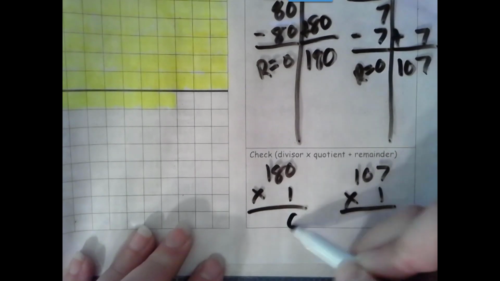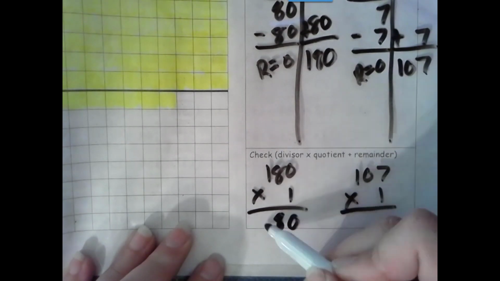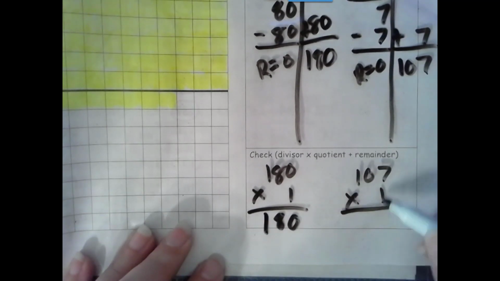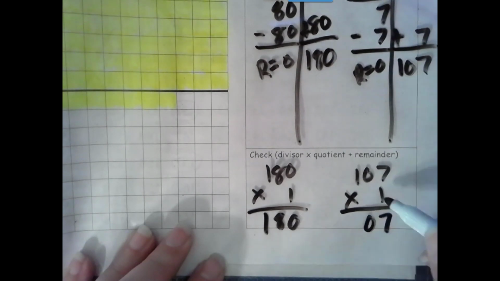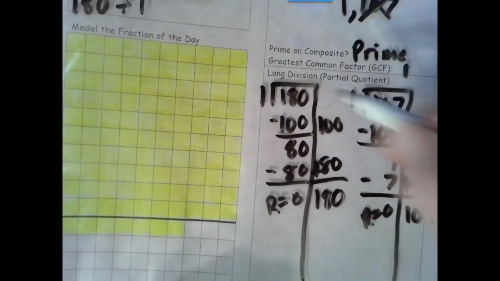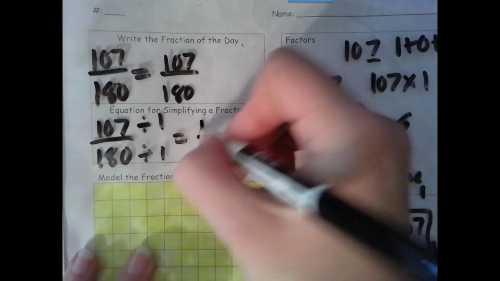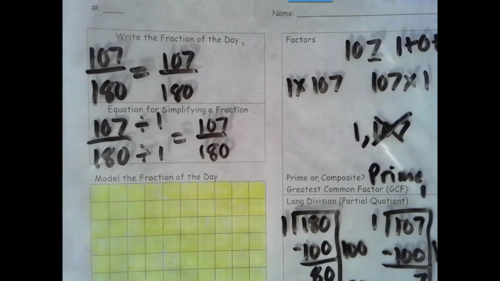One group of 0 is 0. One group of 8 tens is 8 tens. One group of 100 is 100. One group of 7 is 7. One group of 0 is 0. One group of 100 is 100. 107, that matches our dividend, so that checks. 180, that matches our dividend, so that checks. So our fraction, our numerator is definitely 107, and our denominator is definitely 180.